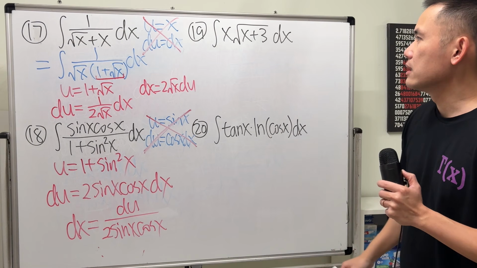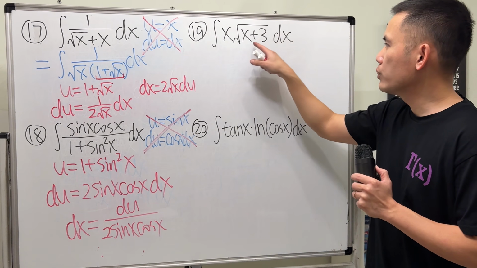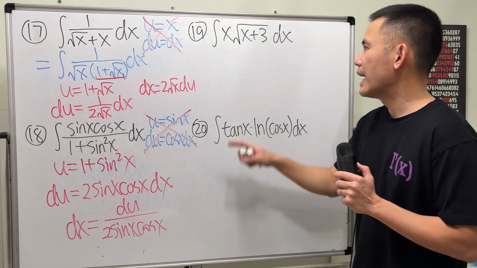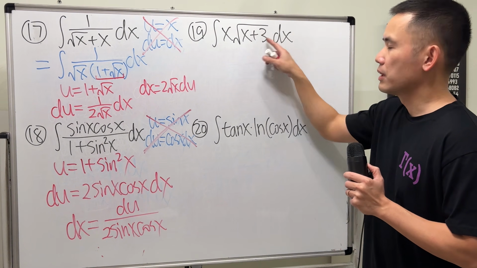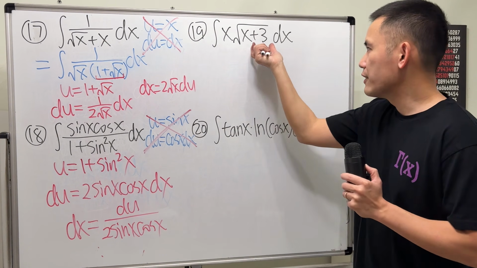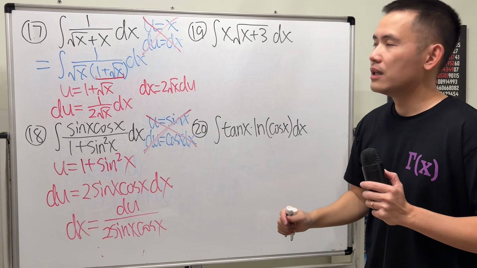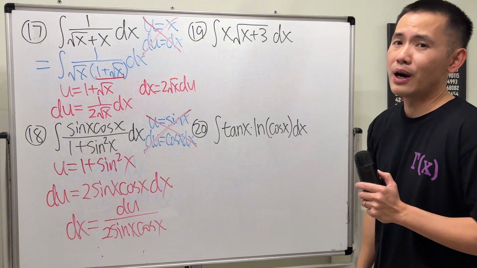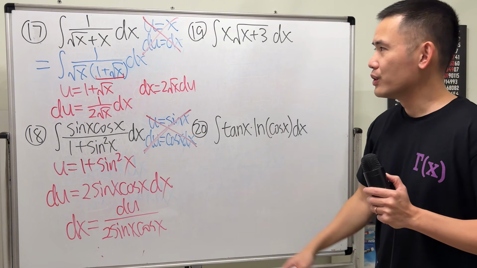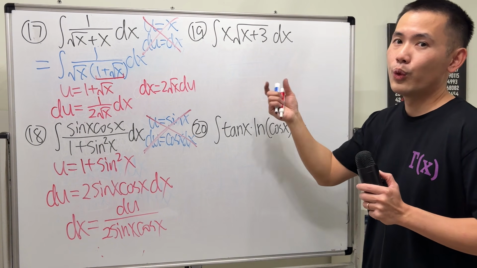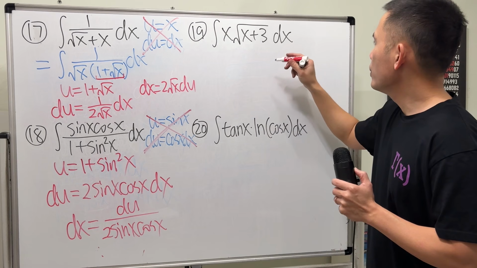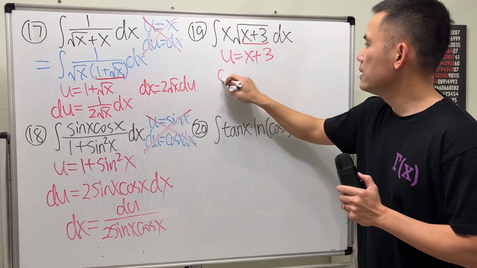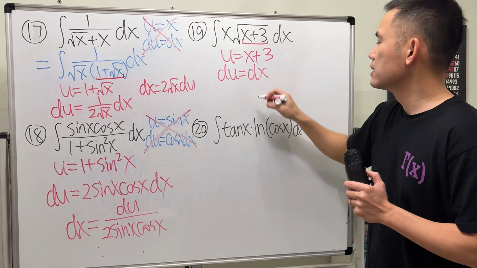Number 19. Integral of x times the square root of x plus 3. Earlier, there was a question that we had square root of x squared plus 3. We let u equal the inside function and it works nicely. But in this case, we only have x to the first power. What do we do? In fact, we can still let u equal the inside function. u will still be just this, and then du will be dx.